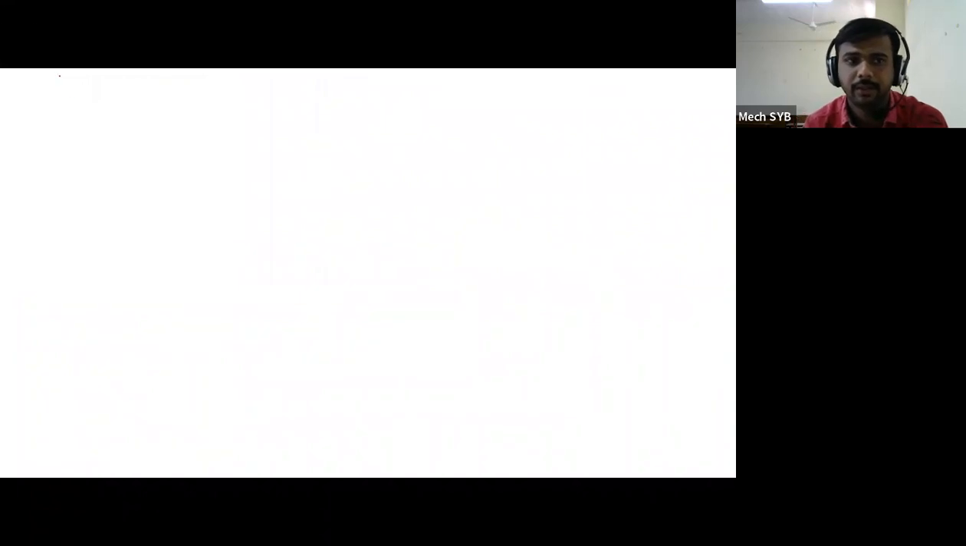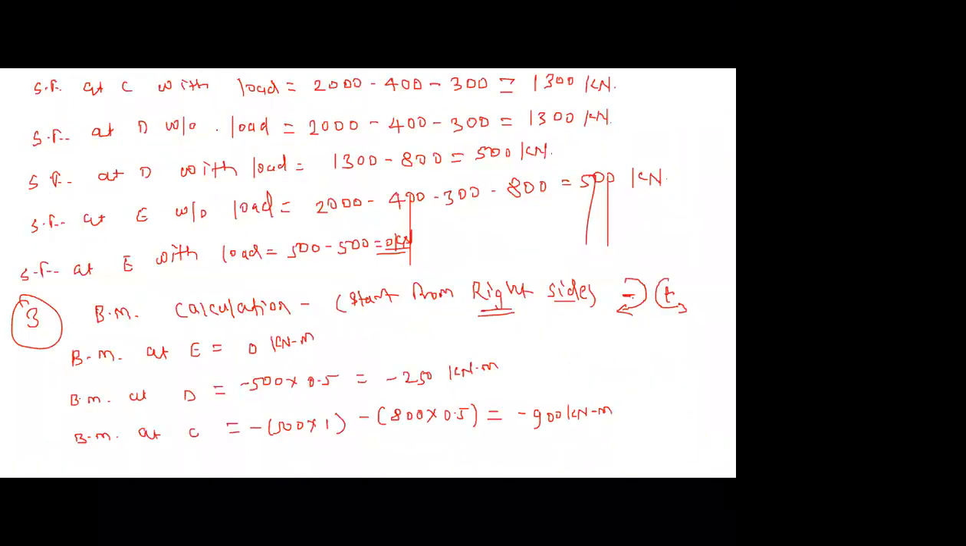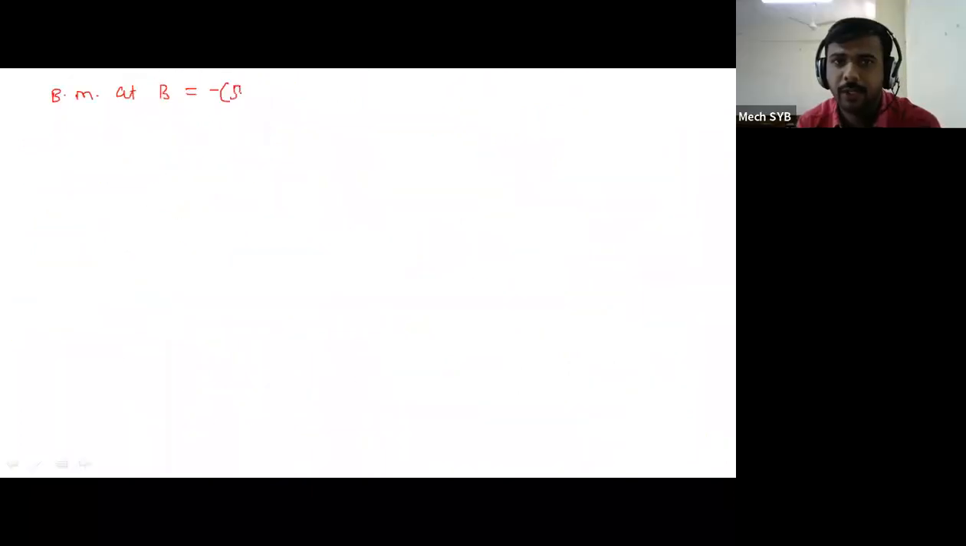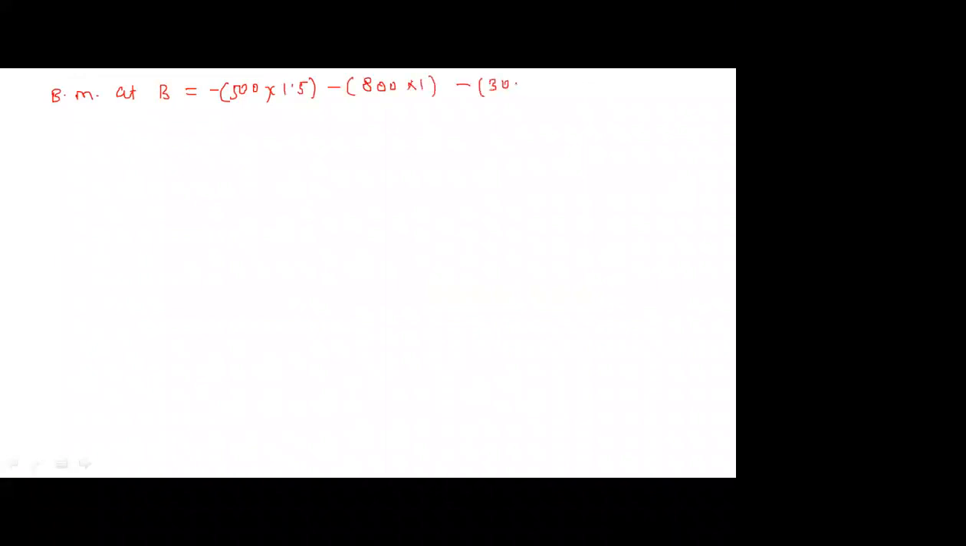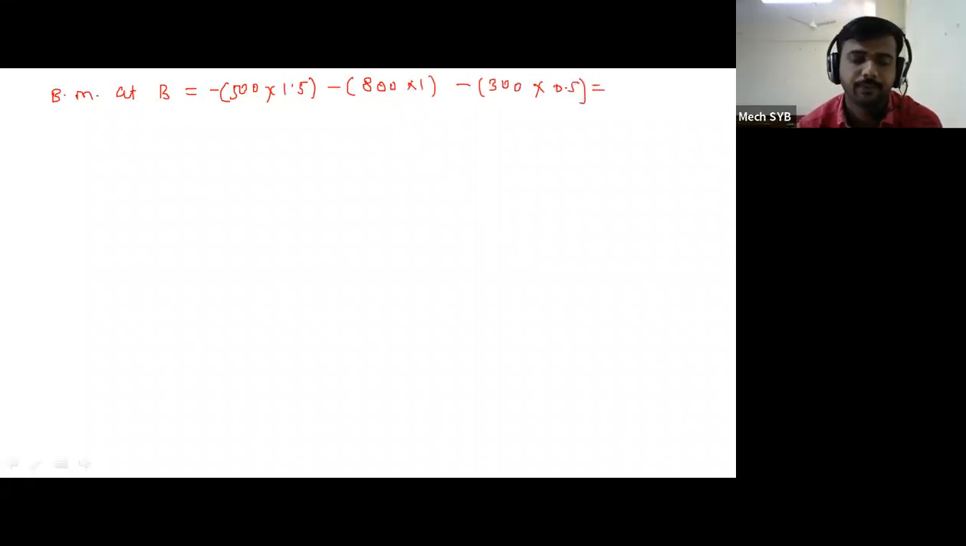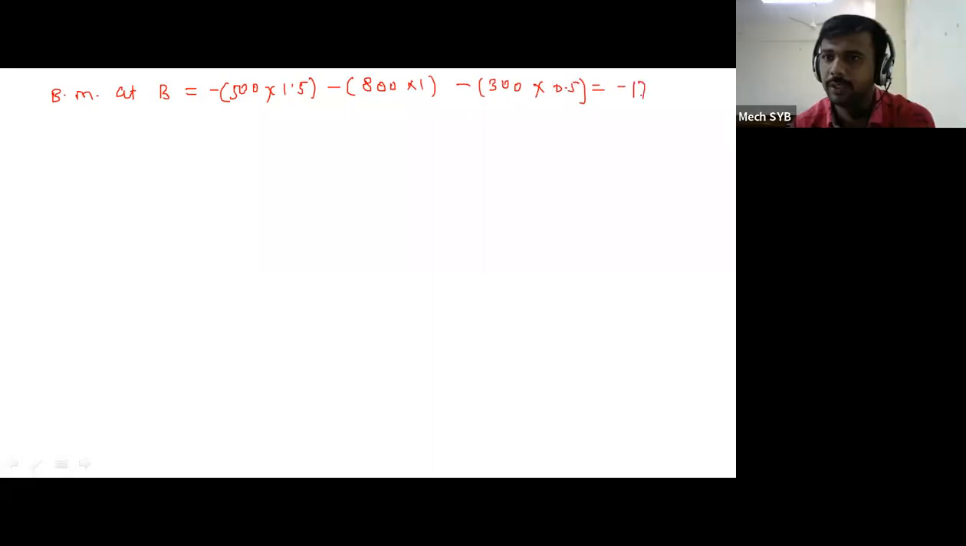The next point, BM at B. Number of forces 3. Correct? मग पहिल्यांदा घ्या सगळ्यात एंडचा minus 500 into 1.5, minus 800 into 1 and minus 300 into 0.5. What will be this answer? Minus 1700. Minus 1700 kilonewton meter.